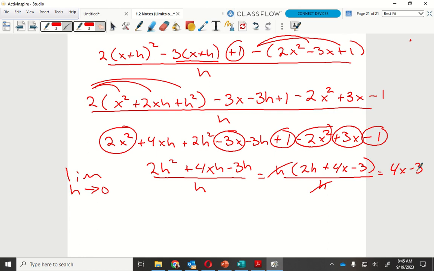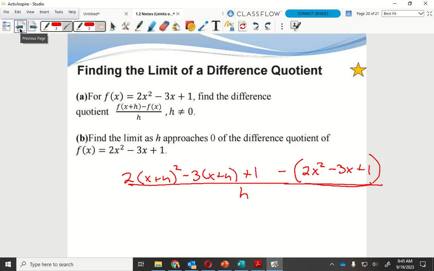So now that we have that, find the limit as h approaches 0 of the difference quotient for this. There we go. Because 4x minus 3. Now, does that make sense? Or is that nonsense? Is that crazy?